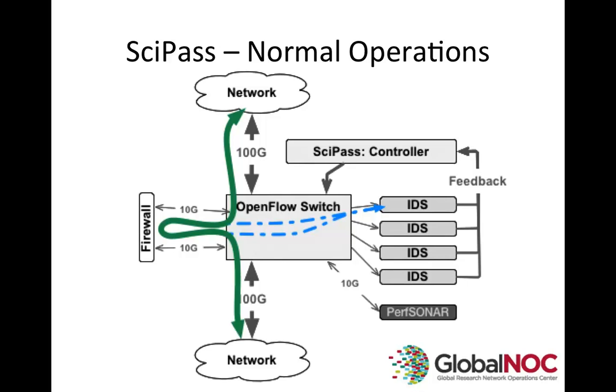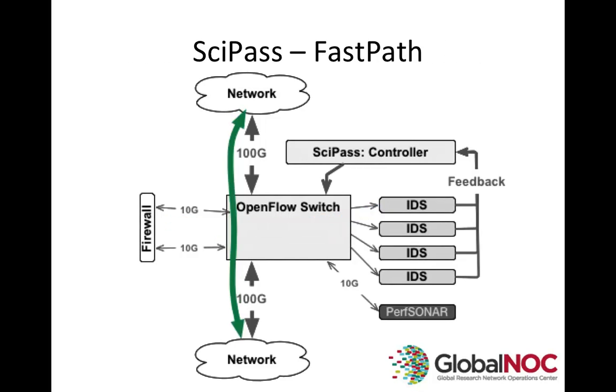When an IDS sensor detects a known good flow, it reports the flow to the SciPass controller. The SciPass controller then instructs the OpenFlow switch to fast path the traffic, bypassing the firewall and IDS sensors, increasing the performance of the flow. This frees up resources on both the institutional firewall and the IDS cluster, improving the overall network experience for everyone.